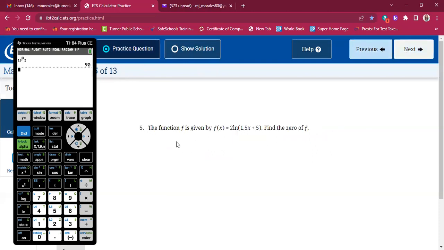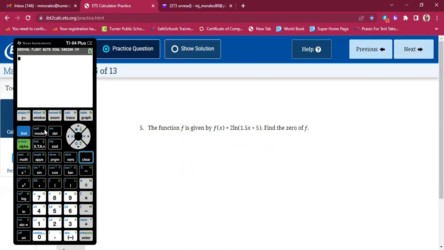Okay, what about this one? The function f is given by f of x is equal to 2ln times 1.5x plus 5. So find the 0 of f. So you want to find the value of your x, or the 0 of x, or you are asked to find the solution of this equation. So there is a way where you can find the 0 of x. It's by graphing.